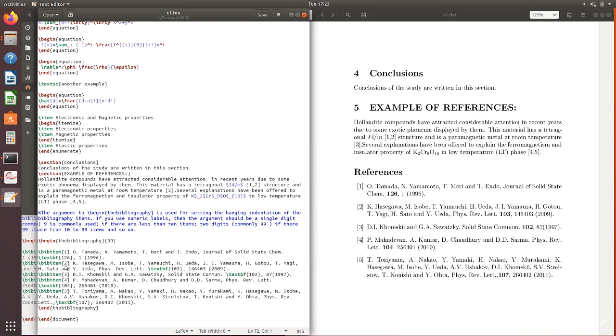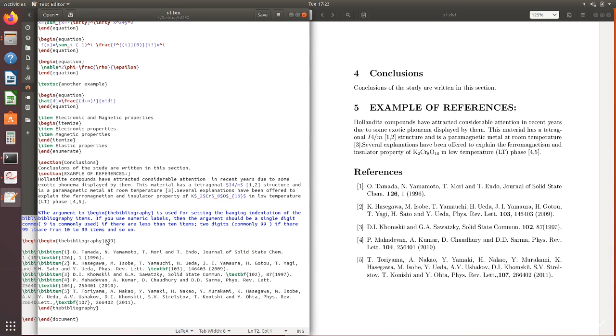So \bibitem number 2 will give you the second source. I have written the second source here, and in this way all the sources are written here and produce output like this. Okay, and in this case, just remember one thing. Go through these lines: the argument of thebibliography is used for setting the hanging indentation of the bibliography items. In this case, I have used 5 articles or journals, so I have used 5 sources.